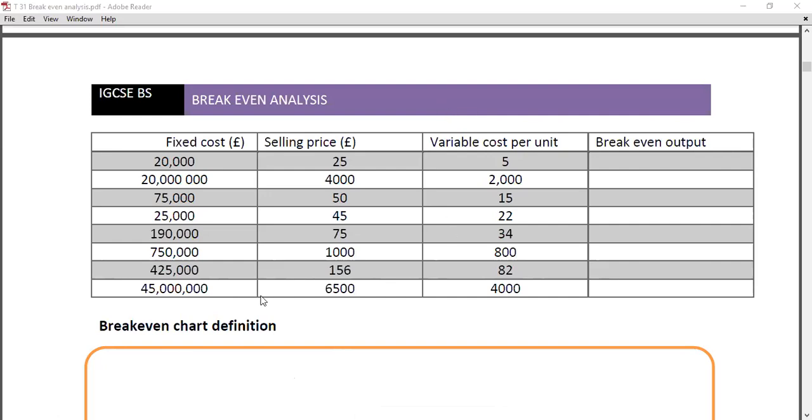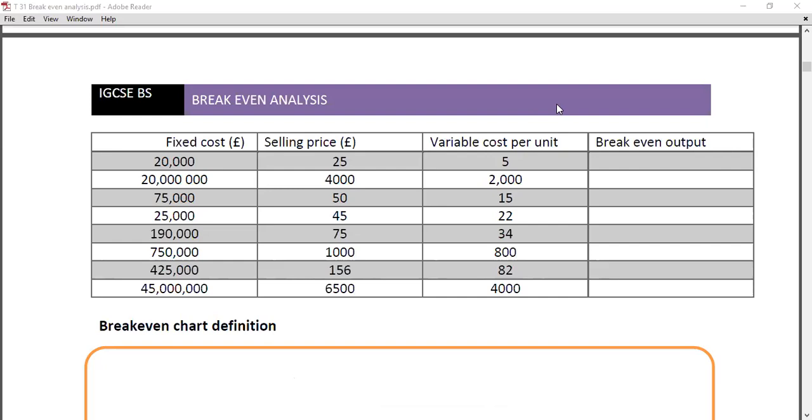5,743. Okay, last question I'm asking from Saranya. 45 million is the fixed cost over selling price 6,500, variable cost 4,000. Yes, 3 students gave the correct answer. Answer coming 18,000. Yes, 18,000 is the correct answer. 4 students gave the correct answer: Ranusha, Tevin, Rama. Very good.